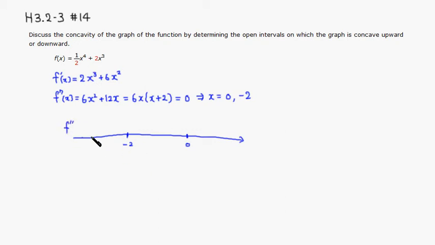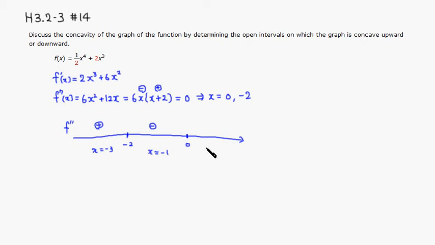So try any number less than -2. I'll try -3. If it's -3, 6x would be negative, x plus 2 would be negative, so negative times negative is positive. And between -2 and 0, so x equals -1, 6x would be negative, x plus 2 would be positive. So we have positive, negative here.